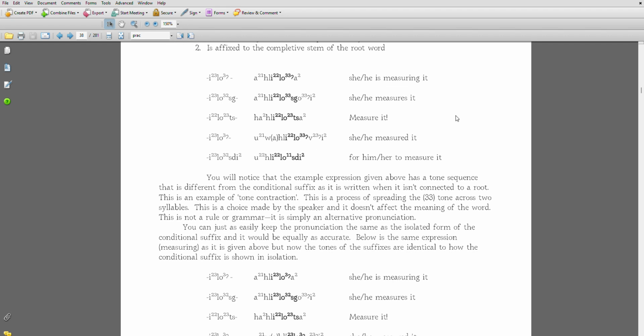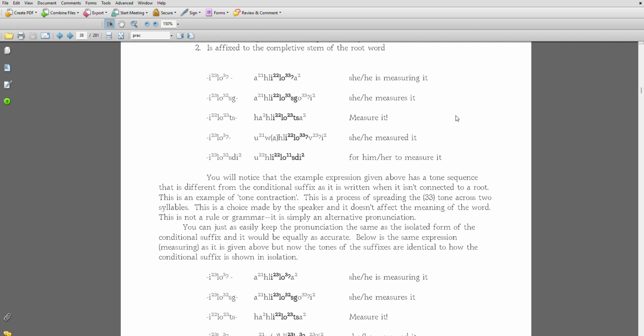You will notice that the example expression given above has a tone sequence that is different from the conditional suffix as it is written when it isn't connected to a root. This is an example of tone contraction. This is a process of spreading the 3-3 tone across 2 syllables. This is a choice made by the speaker, and it doesn't affect the meaning of the word. This is not a rule of grammar. It is simply an alternative pronunciation. You can just as easily keep the pronunciation the same as the isolated form of the conditional suffix, and it would be equally as accurate.